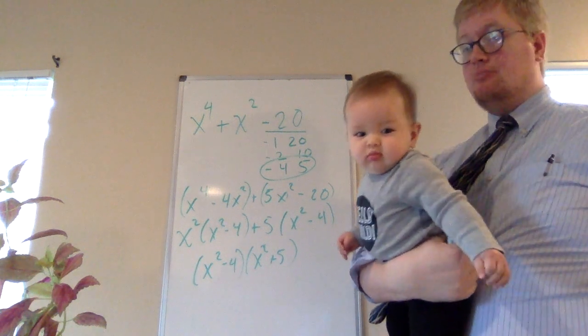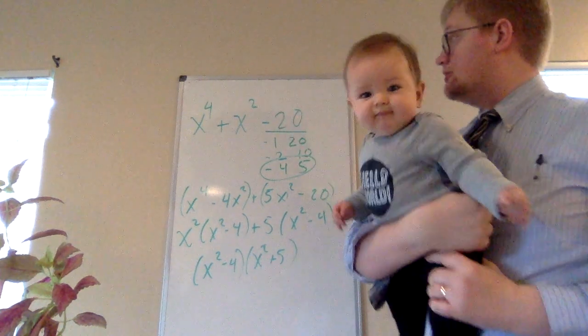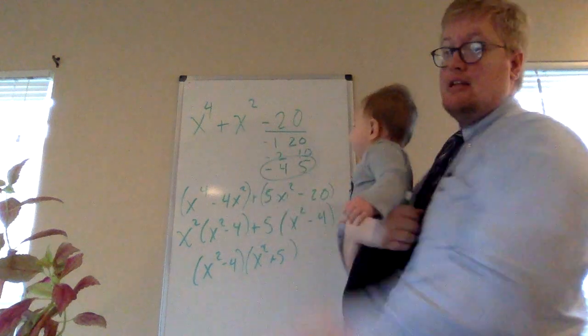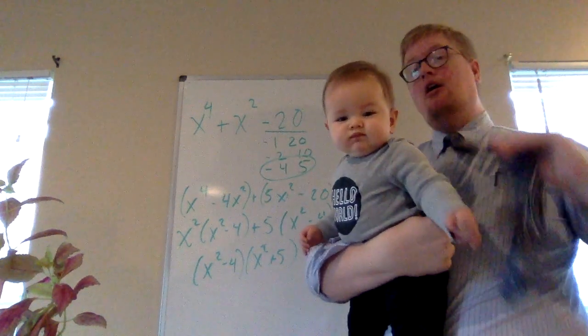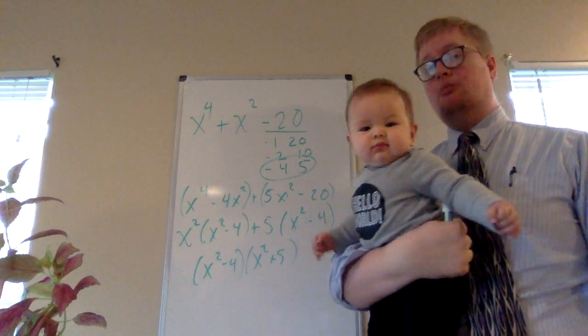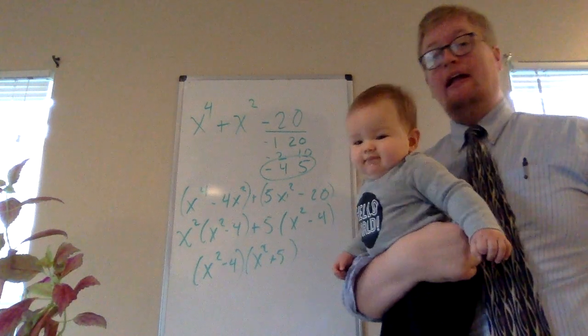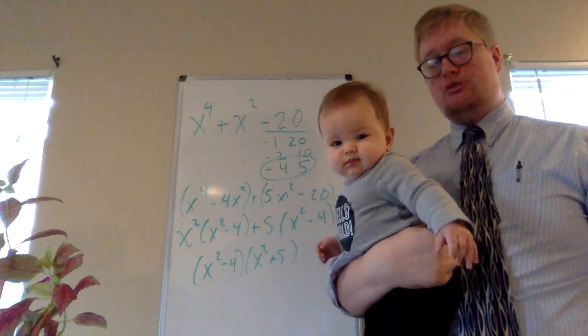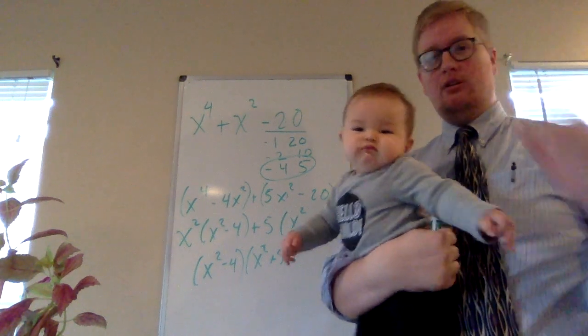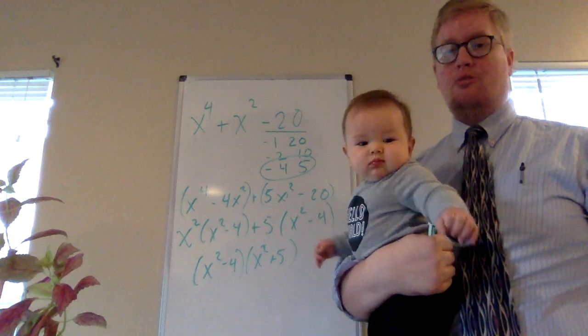So anytime this power is twice as much as that power, you can do this process. Now, I'm not actually done. I'm not going to finish the problem, but this is not fully factored because x squared minus 4 can be factored even further using the difference of squares formula. And you're going to have to do that on number 3.